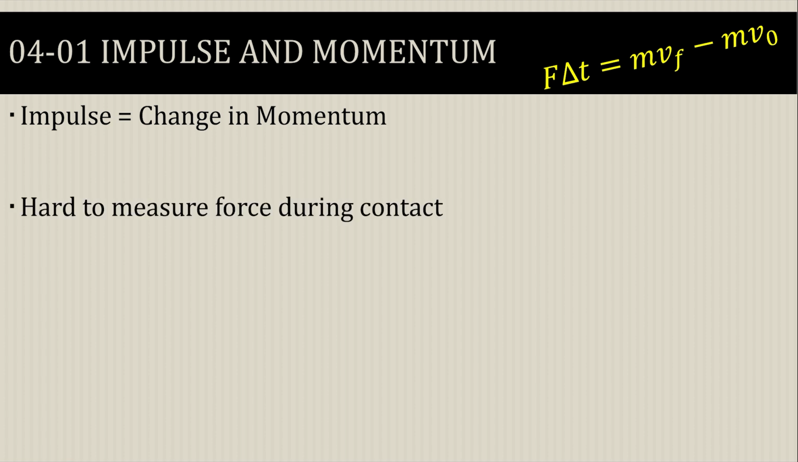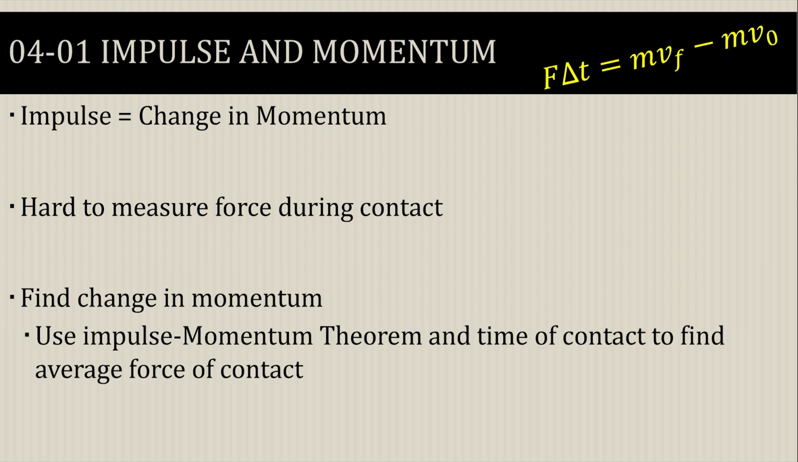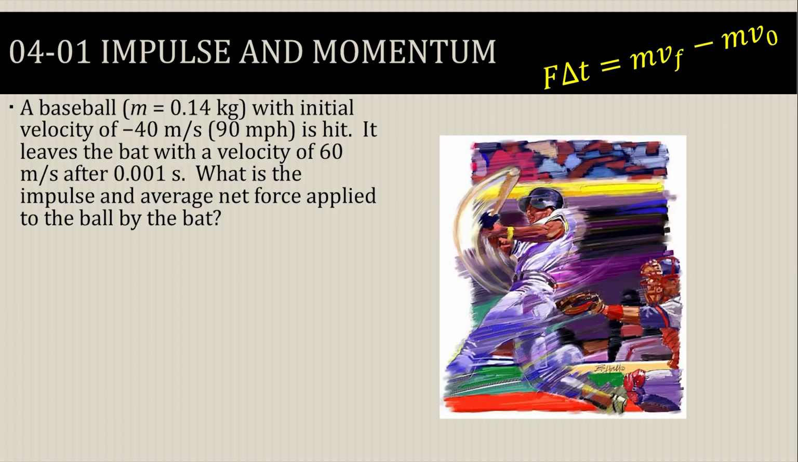It's hard to measure the force during contact, but we can easily find the change in momentum. So we use our impulse-momentum theorem and the time of the contact, because you can measure that fairly easily, and then use that to calculate the average force of the contact.